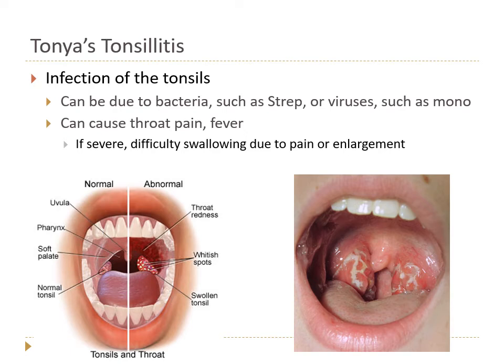Here's an example of somebody with some pretty bad tonsillitis, right? So look how huge this tonsil is, and you see this white stuff on it. That's pus from the infection. So they still have an opening into their oropharynx, but it's mighty small. So we're glad this person came to the doctor.